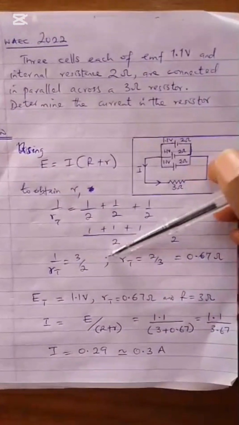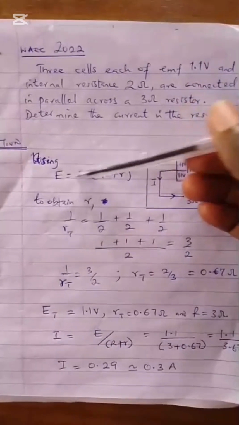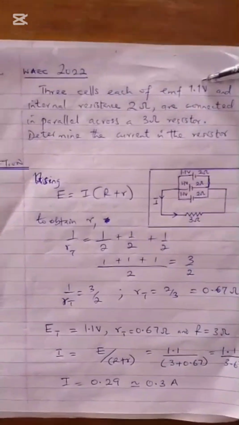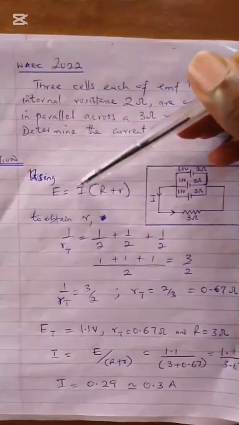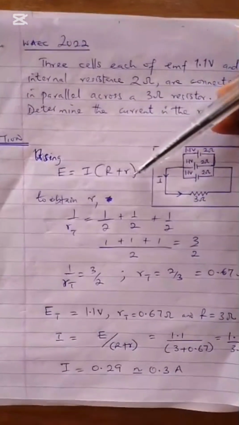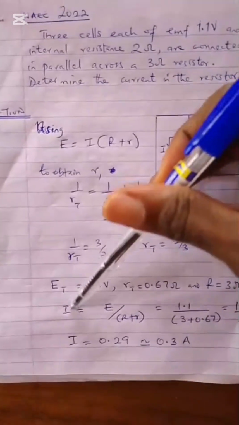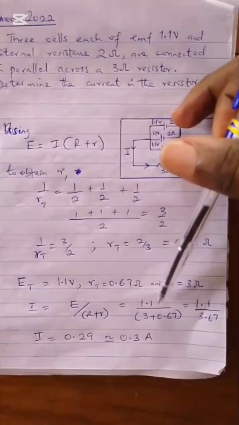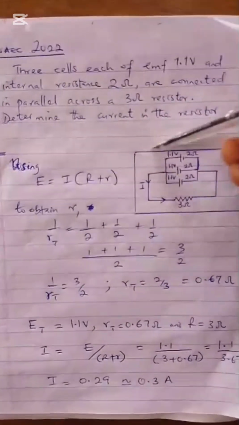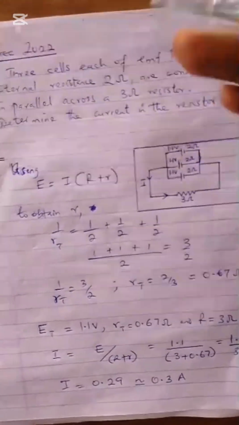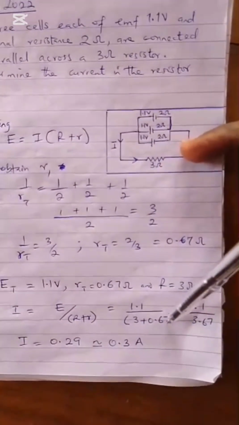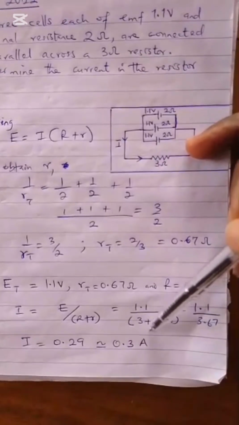Okay, so we'll now put that into this formula, the formula that helps us to determine the current in the resistor. We can make I the subject of the formula. So E will be divided by the sum of the external and internal resistance. So I is like this. Putting in your values, 1.1 over, remember the external resistance is the resistance across this resistor here, 3 ohms, so that's a capital letter R. Put that into this expression, 3 plus 0.67, and you get 0.3 amperes.